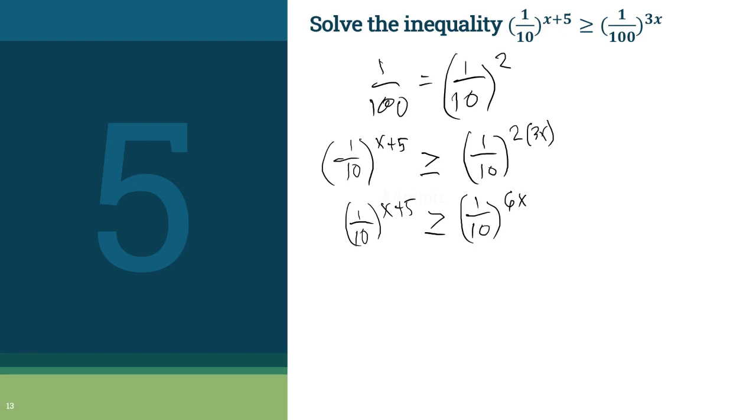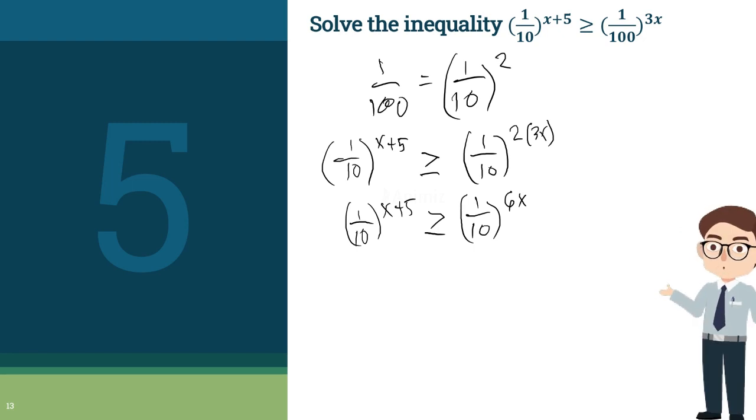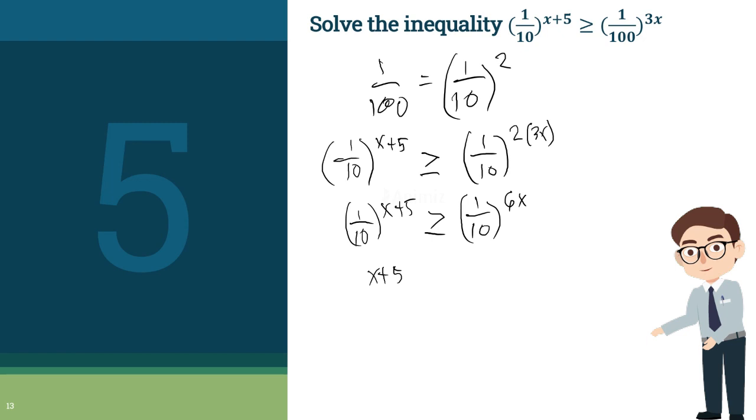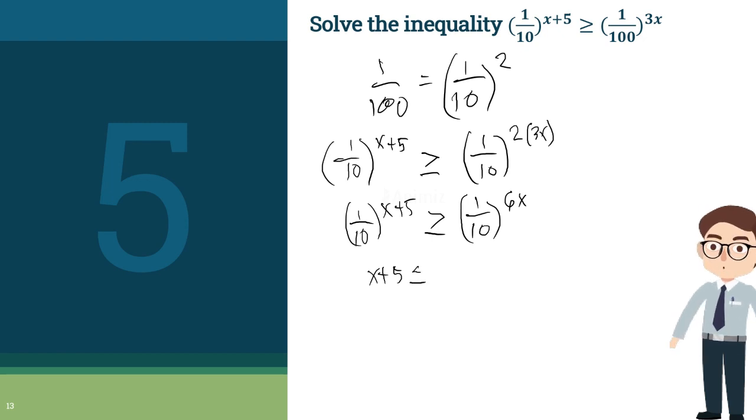Since the base 1 all over 10 is less than 1, then the inequality is equivalent to x plus 5 is less than or equal to 6x.